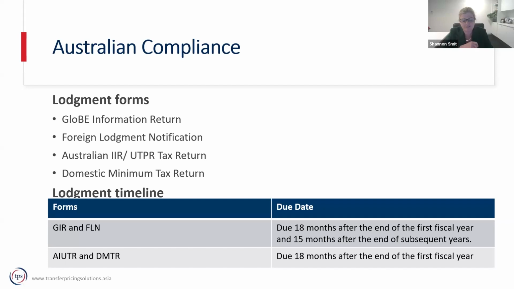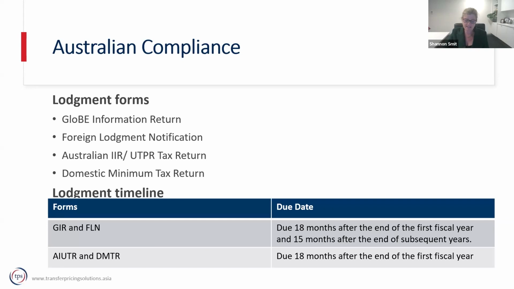And the in-scope multinationals will basically have to provide information to adhere to the reporting obligations under the global minimum tax and the domestic minimum tax. So we're going to have lodgement forms: the GLOBE Information Return, the Foreign Lodgement Notification, the Australian IIR and the UTPR tax return, and then the domestic minimum tax return. These acronyms keep multiplying as we go through these different pillars.